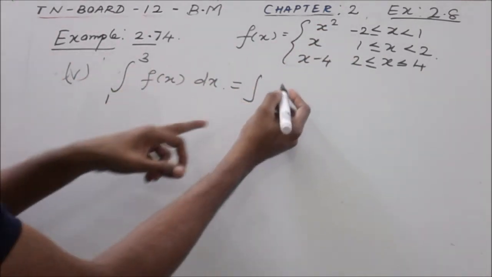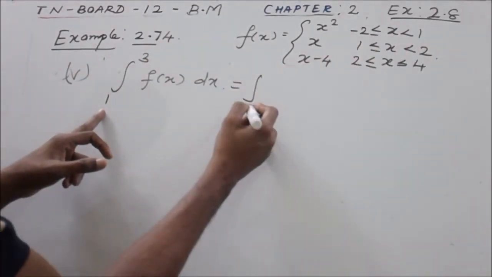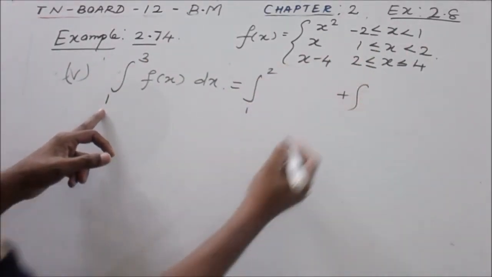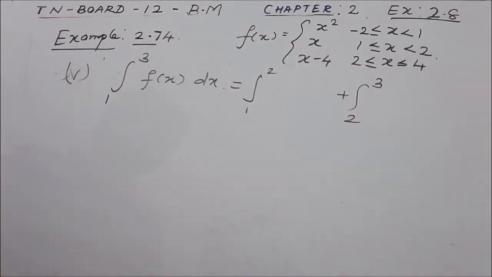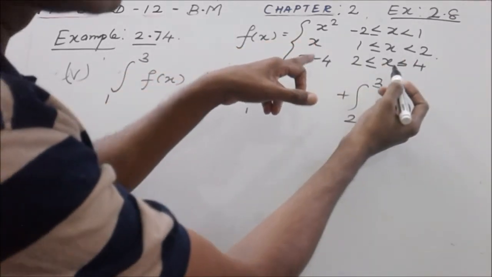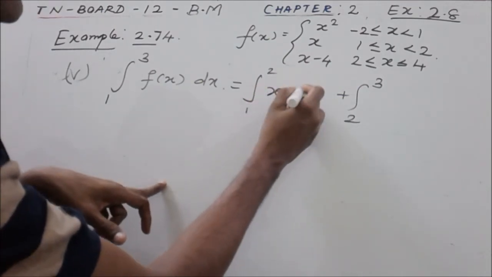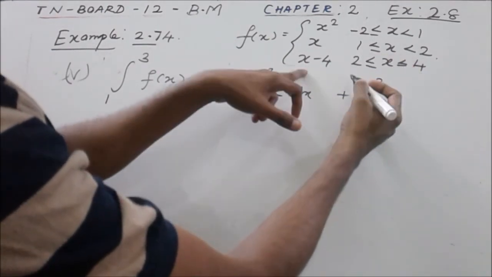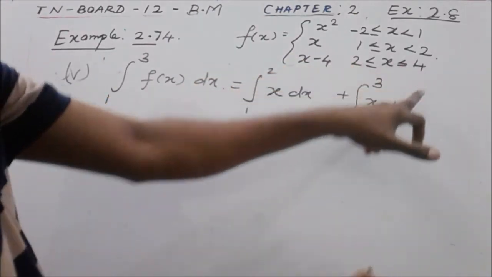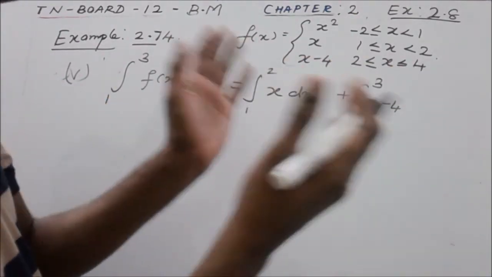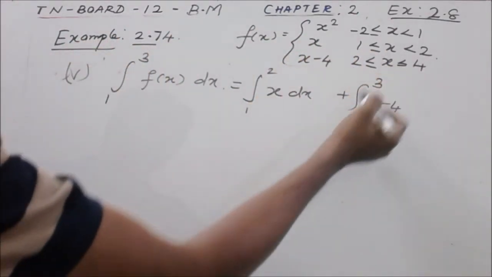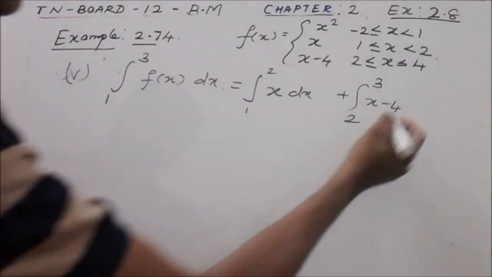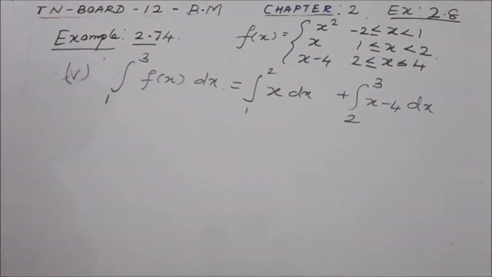The first one is 1 to 3 means 1 to 2 plus then 2 to 3. 2 to 3 means here 2 to 3. Now substituting, for 1 to 2 the function is x, so x dx. For 2 to 3 the function is x minus 4. 2 to 4 we have x minus 4, but in between the interval, any of the interval given, the respective function is taken. So x minus 4, 2 to 3 also we have to take x minus 4 as the function, x minus 4 into dx.